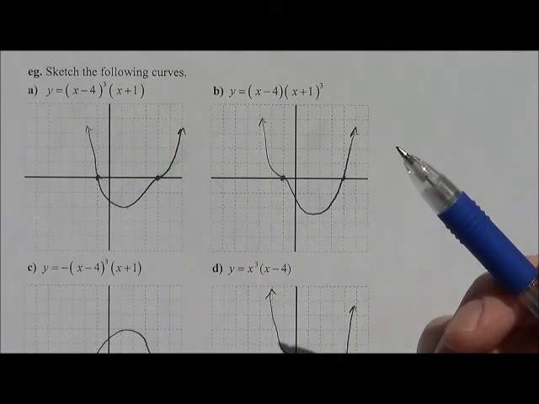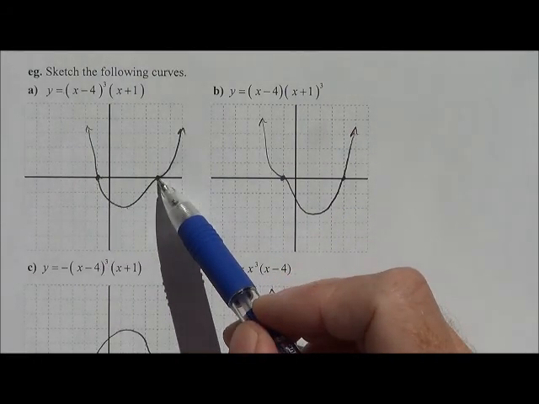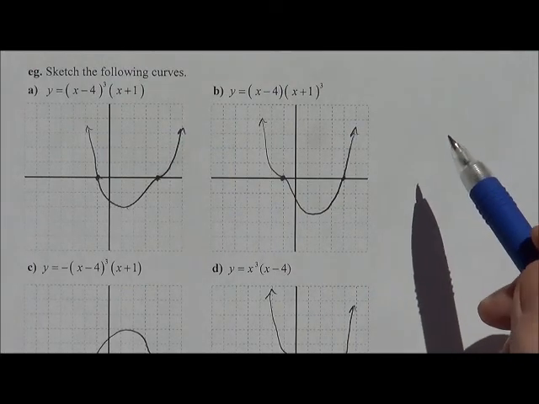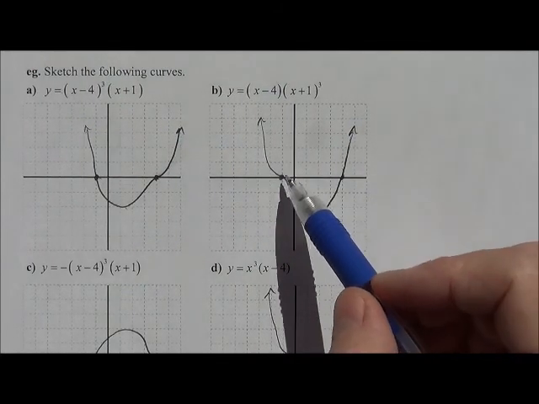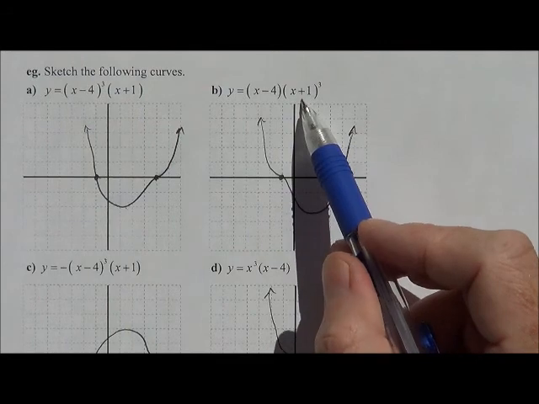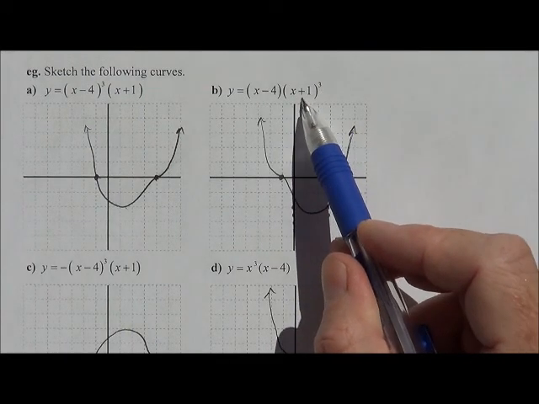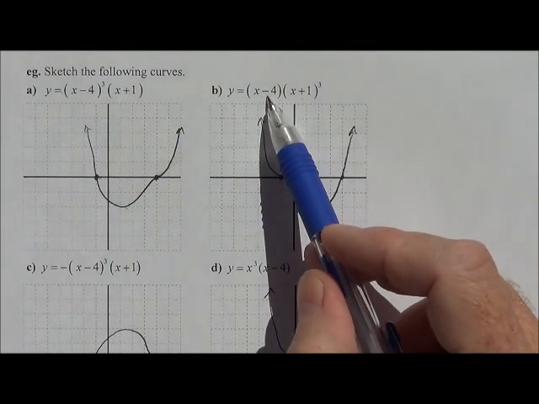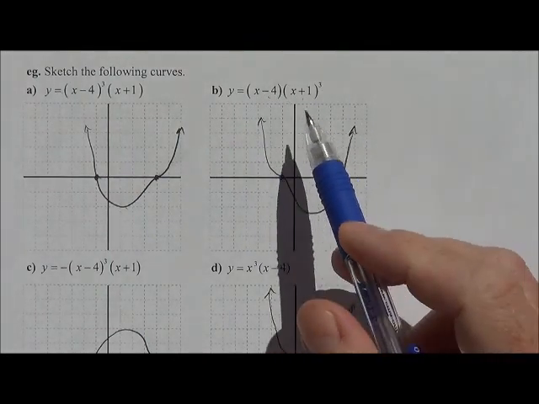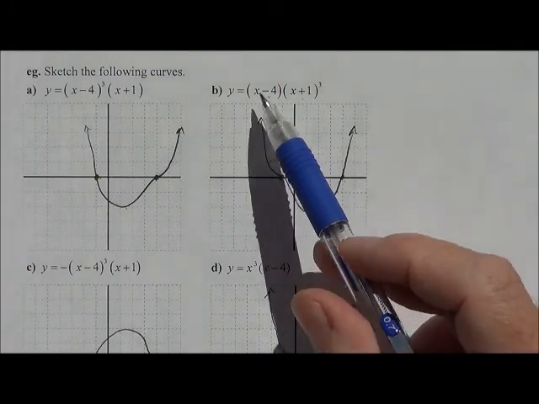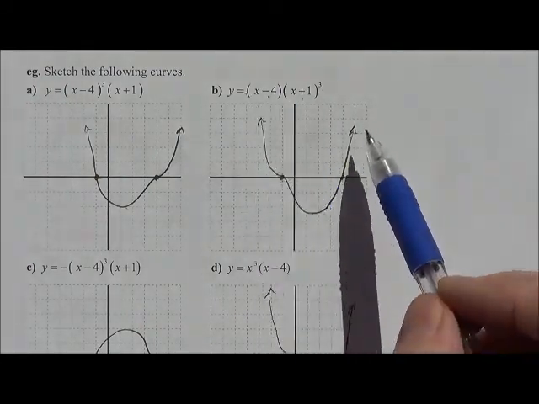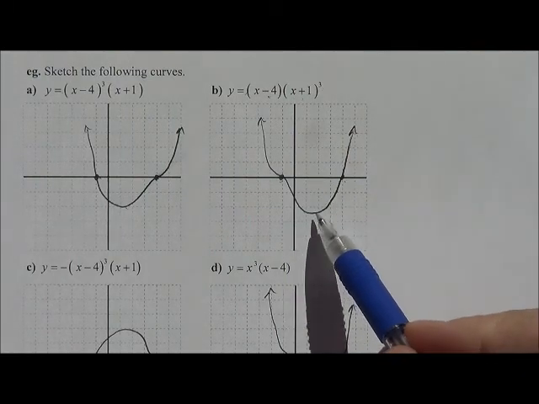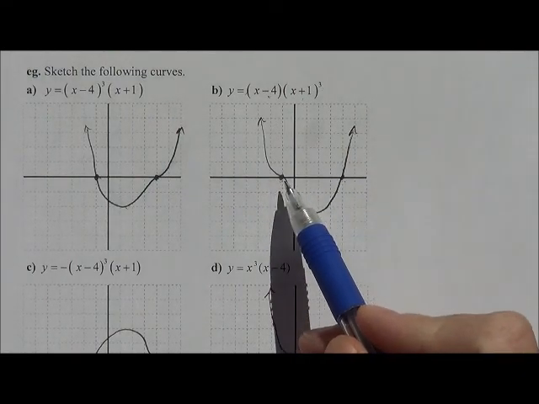One turning point, 4 roots and 2 distinct zeros. Same thing over here. We've got a triple root here at x equals -1, corresponding to this factor of x plus 1 cubed. And we've got one linear root at x equals 4, corresponding to that factor of x minus 4. Lead coefficient is positive, therefore it's opening up, and the ends go in the same direction. One turning point, 4 roots, 2 distinct zeros.